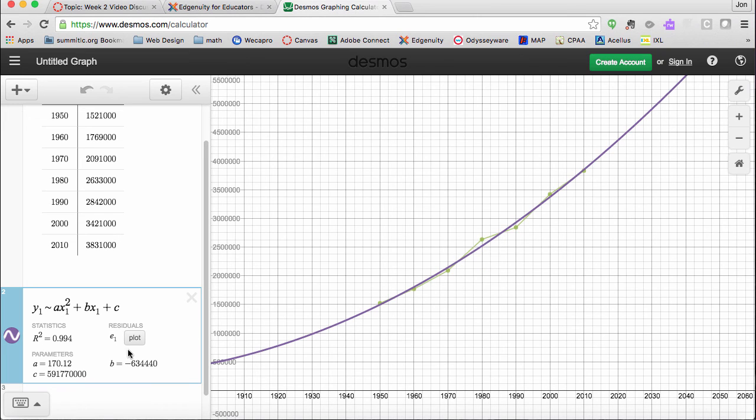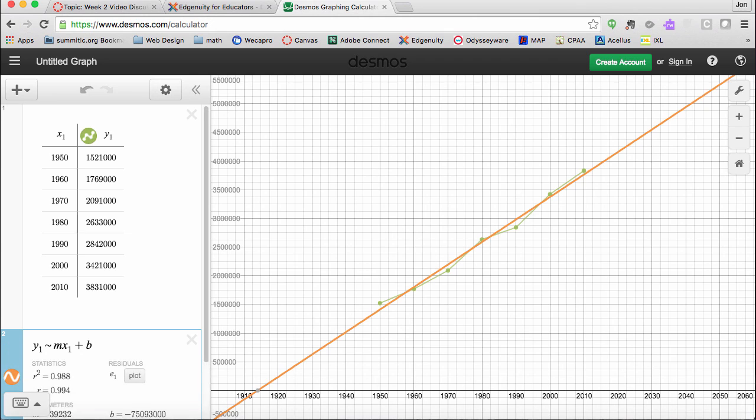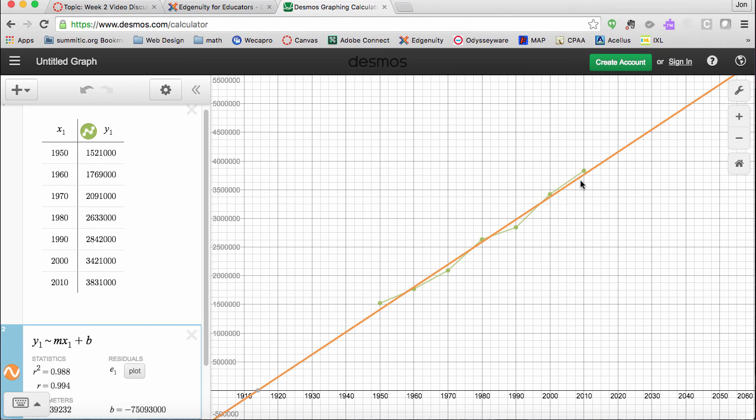Which one fits better? Well, this r squared was 0.994. Let's go back to the linear one and see what the r squared value was. This r squared is 0.988. The other one was 0.944. Well, 0.988 fits a little bit better than 0.944. So I'm going to say the linear function seems to be a better fit statistically than my quadratic one.